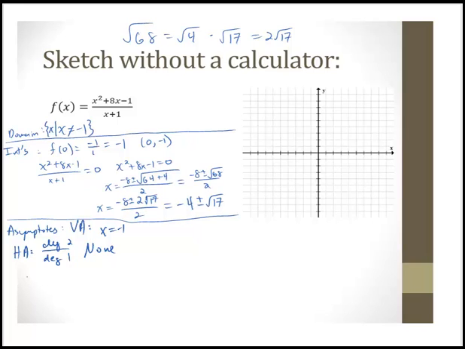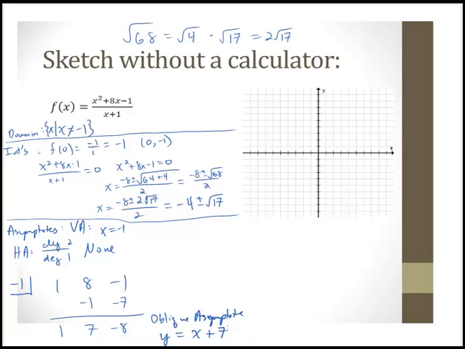So I'll use long division. No, I'll use synthetic division. -1, then 1, 8, -1, dividing. 1 times -1 is -1. 7 times -1 is -7, so that's a remainder of -8. So I expect a slant, or oblique, asymptote at y equals x plus 7.